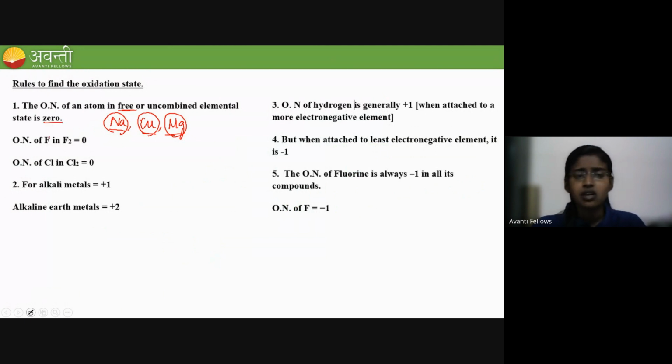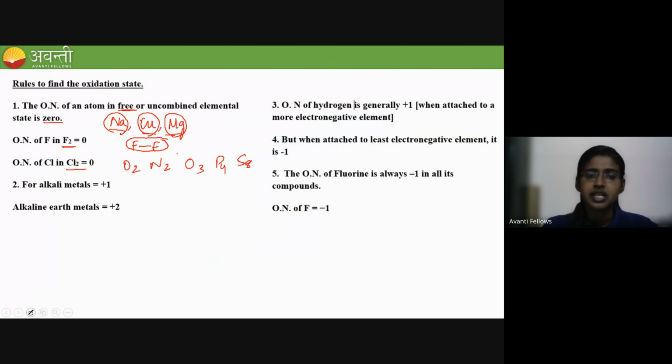Now they can also combine with another atom, but it should be the same atom. Here we have fluorine. We draw the fluorine molecule like this, so fluorine is bonded with the same fluorine. Both atoms are the same, so the electronegativity value is the same and there won't be any plus-minus charge separation. So the oxidation state is 0. Likewise for chlorine, oxygen, nitrogen, ozone, phosphorus, sulfur, and other such elements, the oxidation state is 0. If an atom is bonded with its same atom, the oxidation number of that element will be 0. So this is rule number 1.